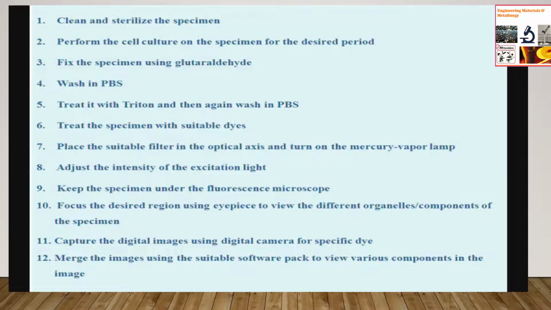Place the suitable filter in the optical axis and then turn on the mercury vapor lamp. Adjust the intensity of the excitation light. Keep the specimen under the fluorescence microscope. Focus the desired region using the eyepiece to view the different organelles or components of the specimen. Capture the digital images using a digital camera for the specific dye. Merge the images using suitable software to view the various components in the image.